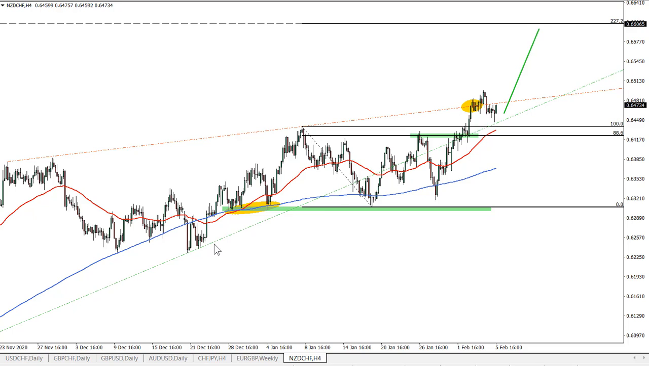Today we will be analyzing the New Zealand dollar against the Swiss franc currency pair, and this will be the medium term to short term view because we will be looking at the 4-hour chart.